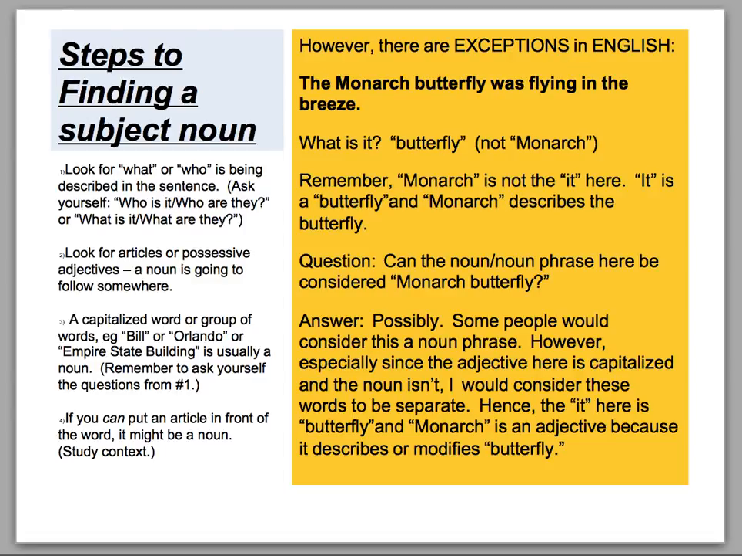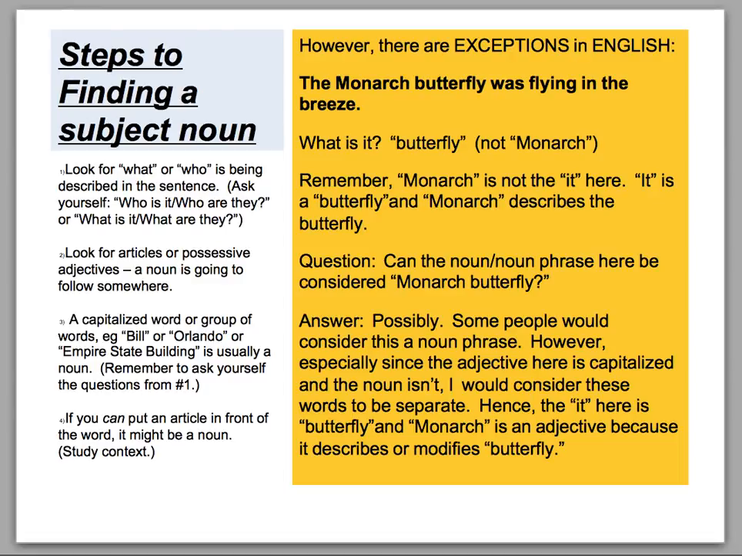Right. A noun is going to follow somewhere. So you could say, the big blue, smelly car is here. Period. So all the adjectives in front. The big blue, smelly what? Car. Okay, so car is our subject noun. And remember, a pronoun replaces a noun, but here we're talking about subject noun.